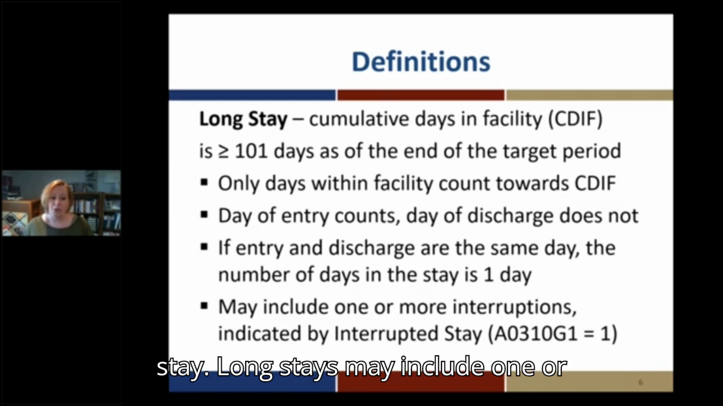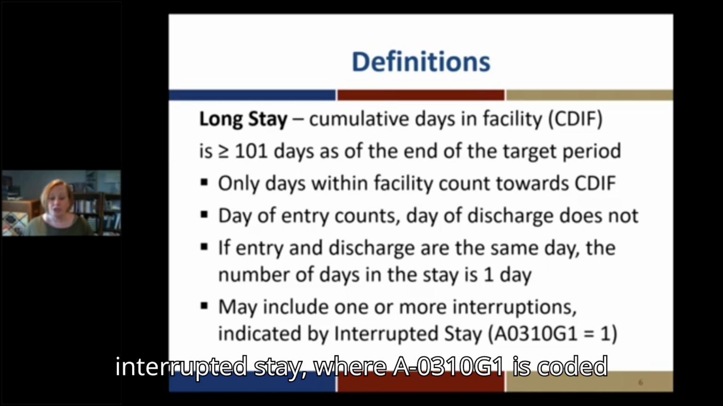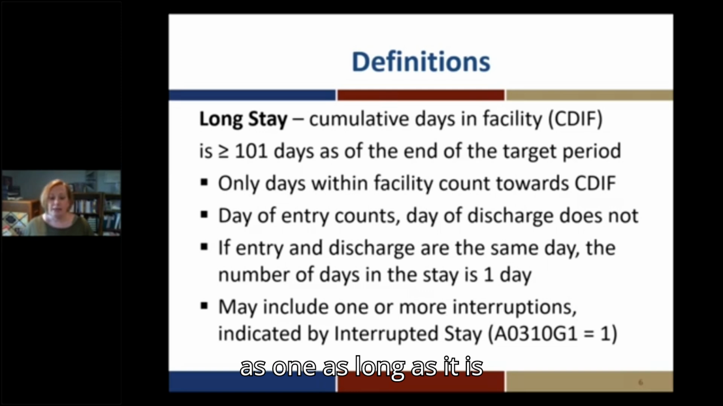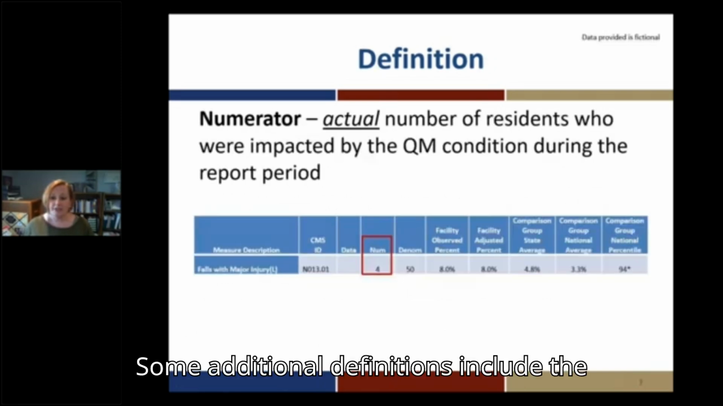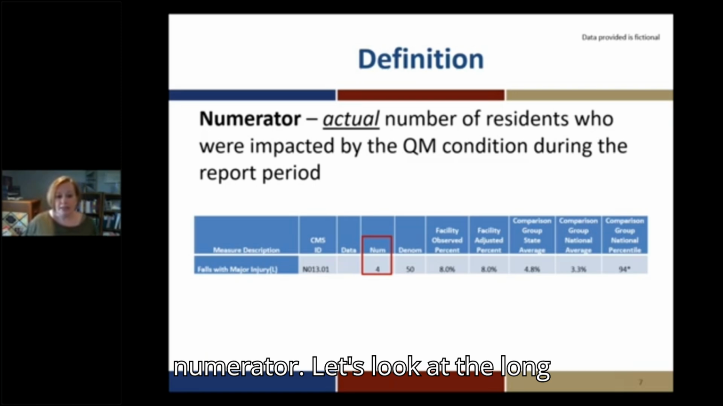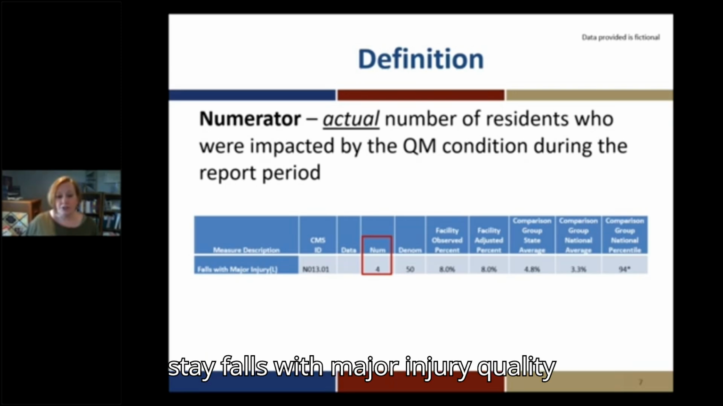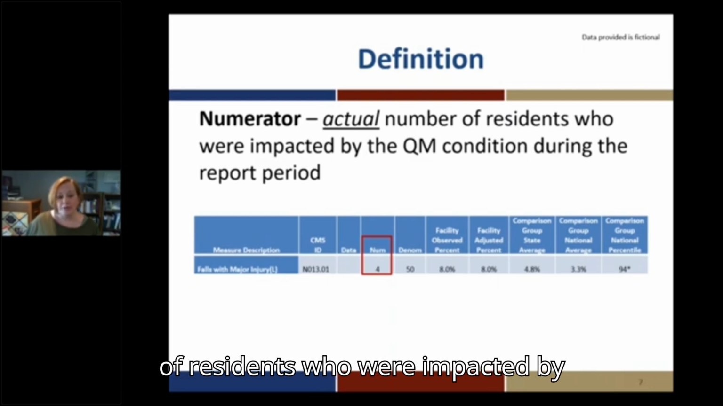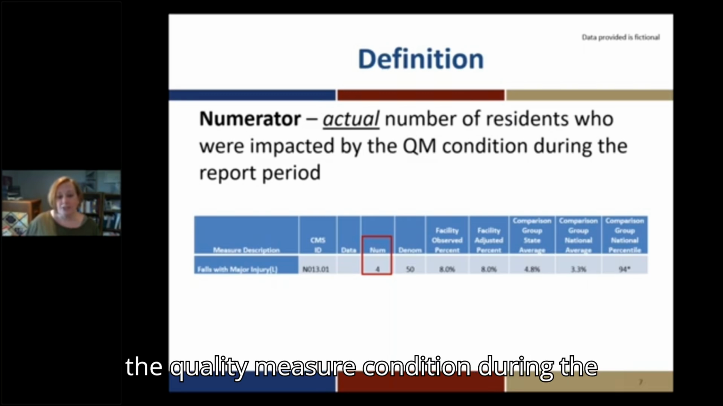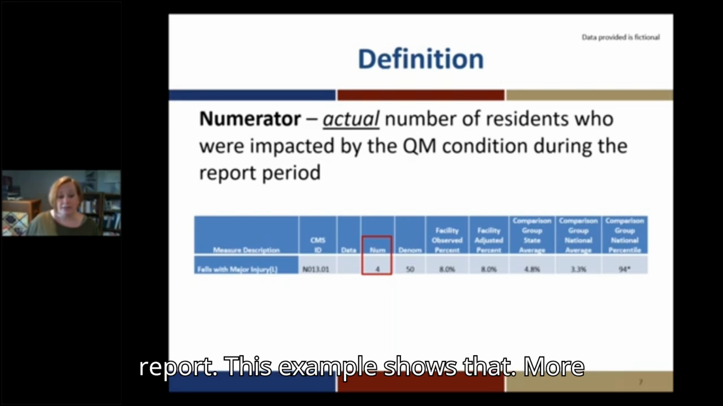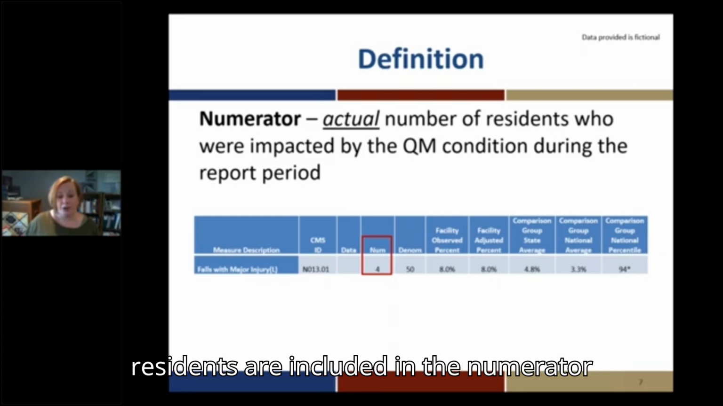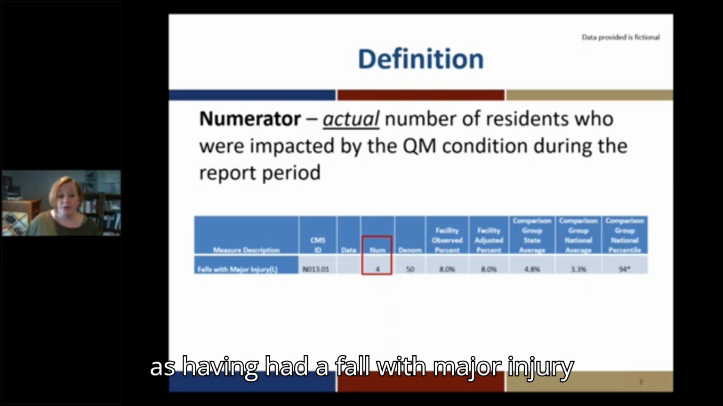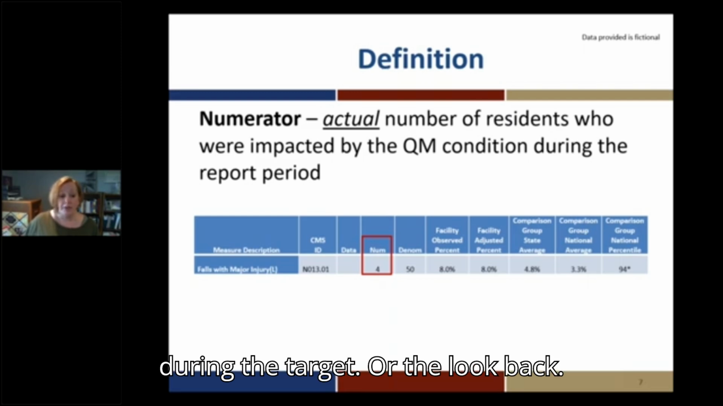Long stays may include one or more interruptions indicated by an interrupted stay, where A0310G1 is coded as 1, as long as it is 3 days or less. Some additional definitions include the numerator. Let's look at the long stay falls with major injury quality measure numerator. On the CASPER report, the numerator is the actual number of residents who were impacted by the quality measure condition during the report period. This example shows that 4 residents are included in the numerator as having had a fall with major injury during the target period or the look-back period.